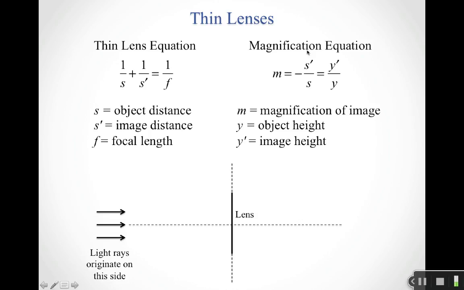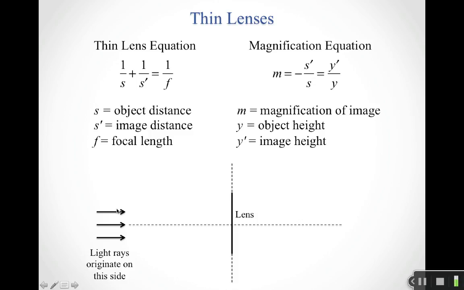So notice there are a couple ways that I can calculate the magnification. One is negative image distance over object distance. The other is simply image height over object height. And so again, there are a couple of important sign details that need to be taken into consideration here.